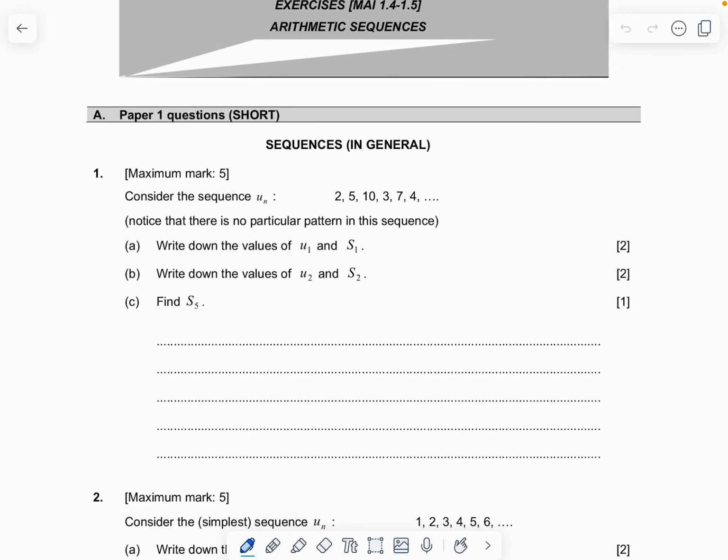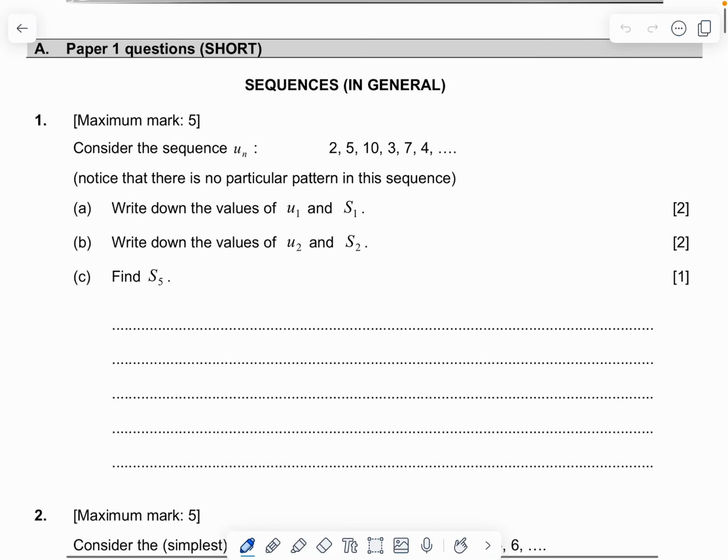Worksheet or a video based upon arithmetic sequences. So first we start with paper 1 questions. He has given, write down the values of u1. u1 is always going to be the first term. So u1 is going to be 2.